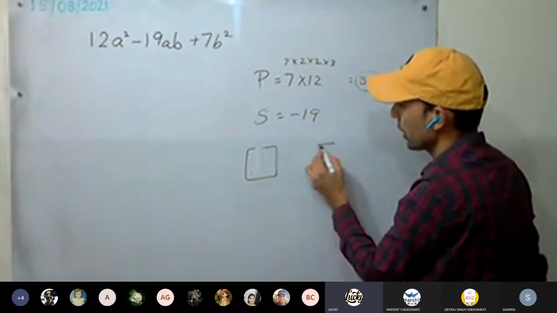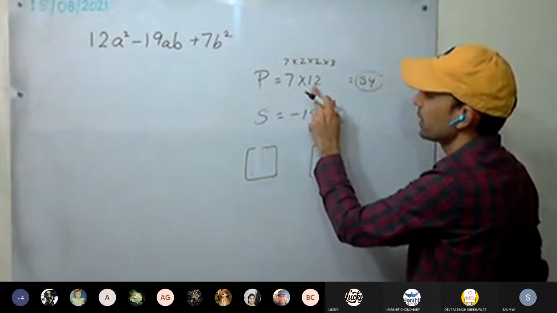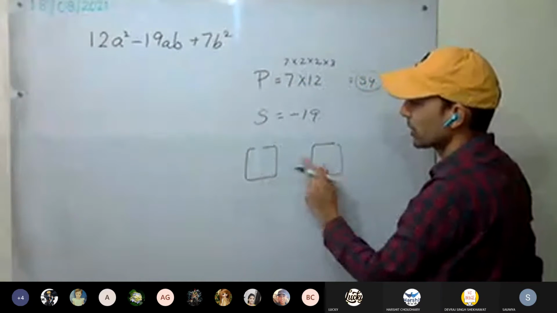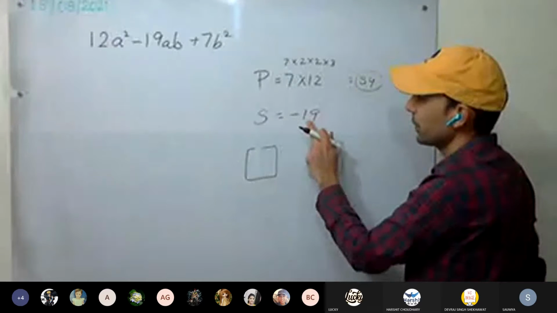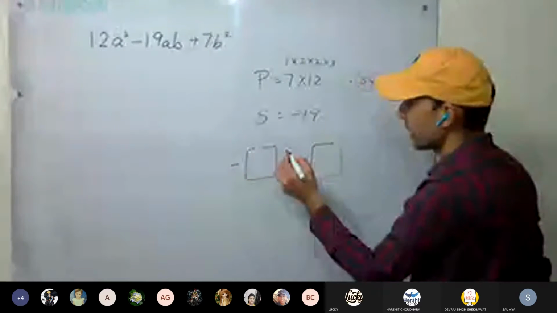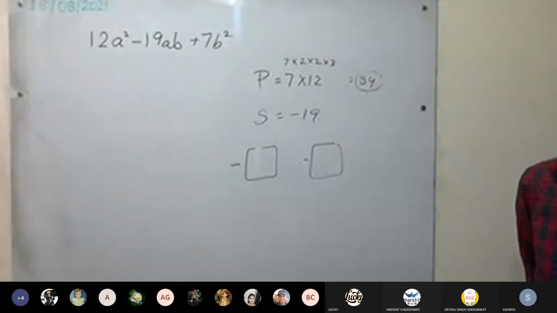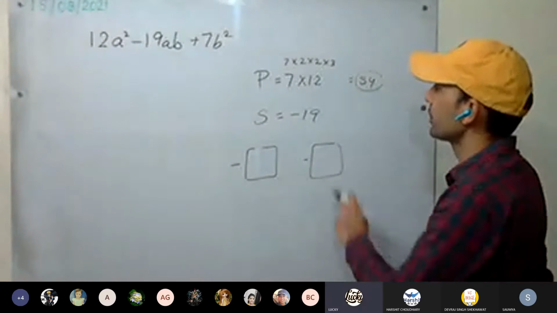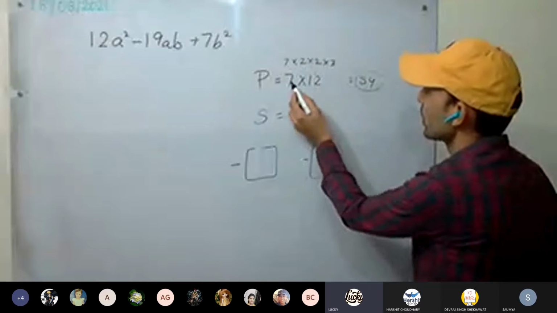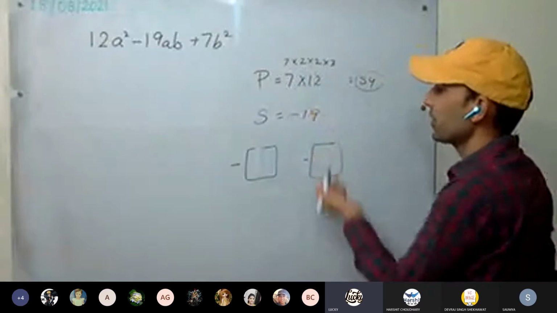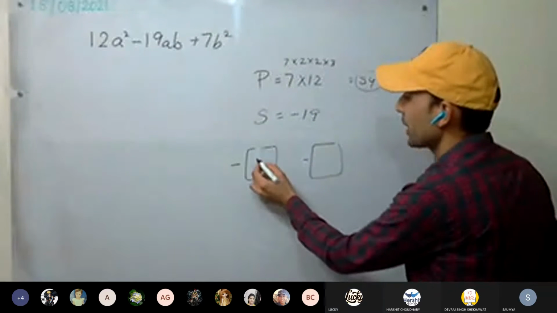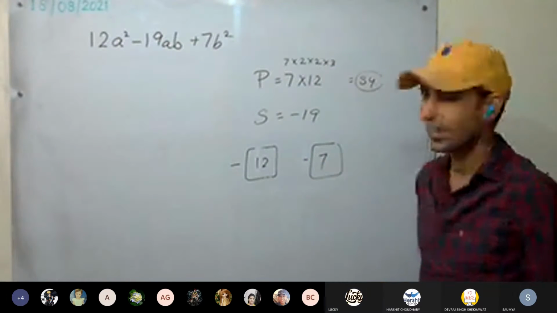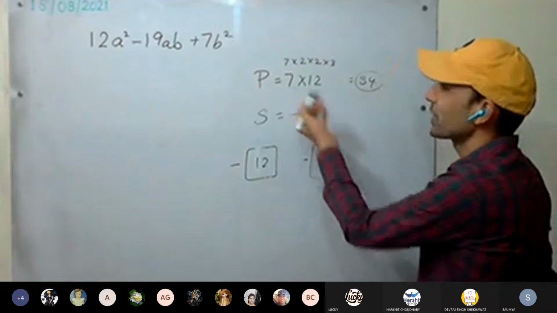So again, we'll be having two numbers. See here, the product is positive. It means both should be positive or both should be negative. But the sum is negative, so both numbers are negative. Now find them. The answer is by intuition only: 12 and 7. Minus 12, minus 7, or minus 7, minus 12. Easily you know it.